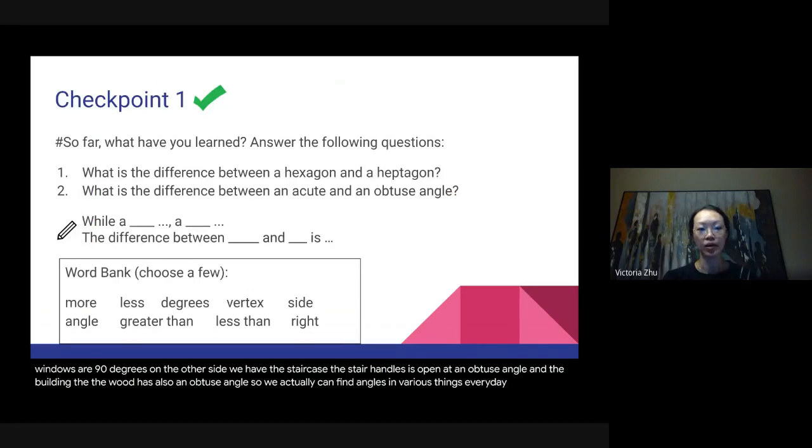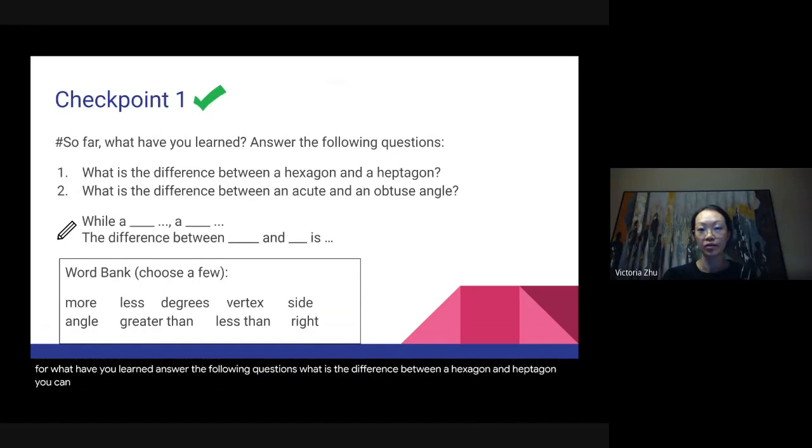So here's our first checkpoint. So far, what have you learned? Answer the following questions. What is the difference between a hexagon and a heptagon? You can change it for different polygons if you would like. The second question is, what is the difference between an acute angle and an obtuse angle?